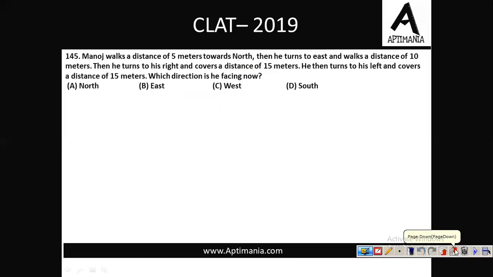Question number 145. Manoj walks a distance of 5 meters towards north. Let me start the question. Manoj starts from this point, let this point be A. He covers a distance of 5 in the north direction. Now he is facing north. Let this point be B. Then he turns to east and walks a distance of 10. So he turns towards east and covers a distance of 10. All the distances are in meters.